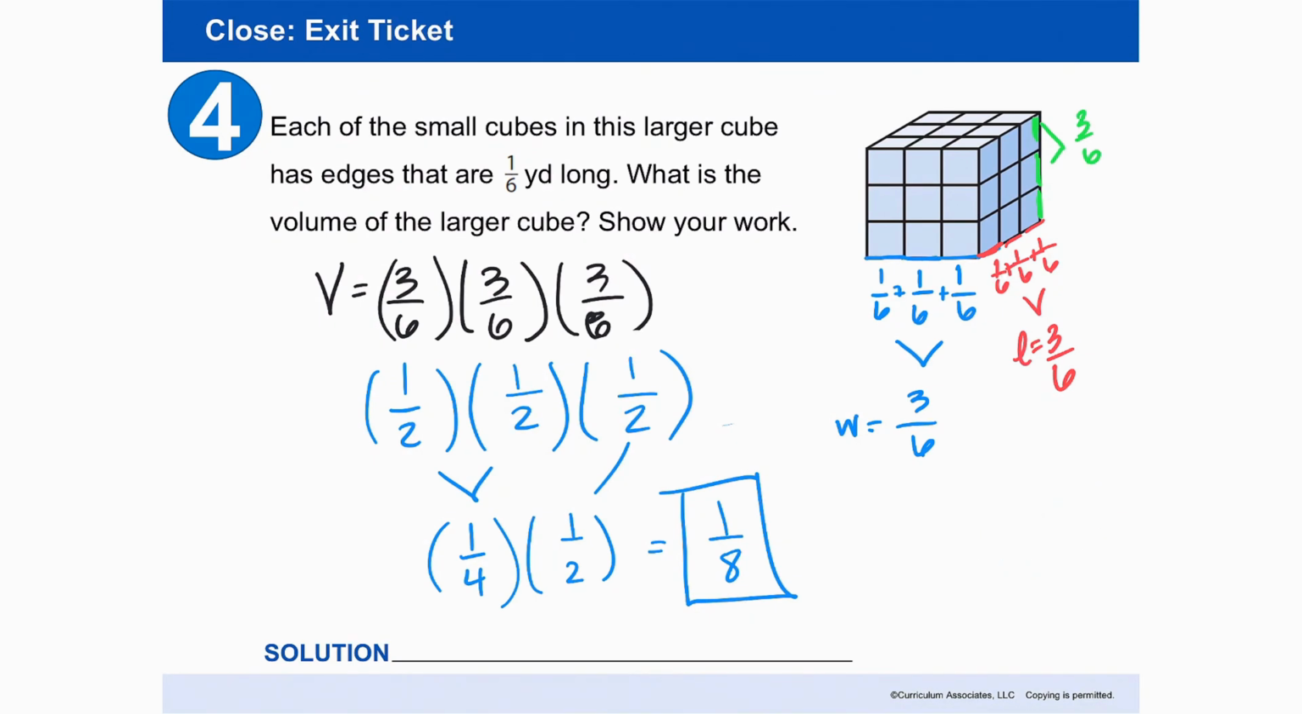So this is a much simpler way to do it here. I know that I have 3/6 on either side, so I reduce those into more friendly fractions, and then just multiply them together.